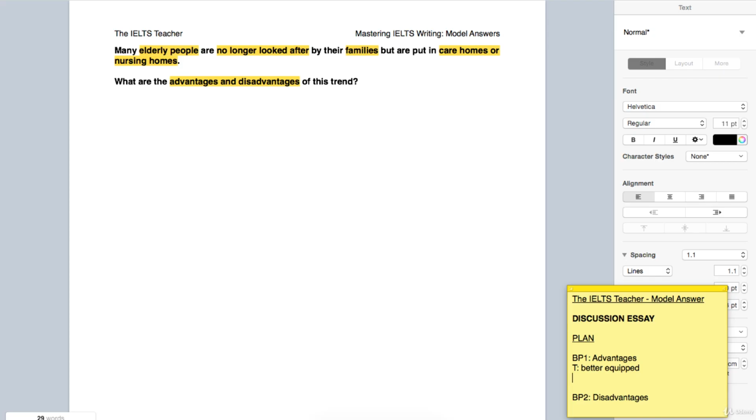Now the support sentence, we could talk about how they're better equipped, but to me, that immediately indicates an example. The first idea that comes to mind is an example of the facilities that are contained within nursing homes that you do not tend to find in family homes. Things like a lack of stairs. You know, most nursing homes will lack stairs, or if they do have stairs, they are required to also have elevators or stair lifts. So no stairs or stair lifts, elevators.